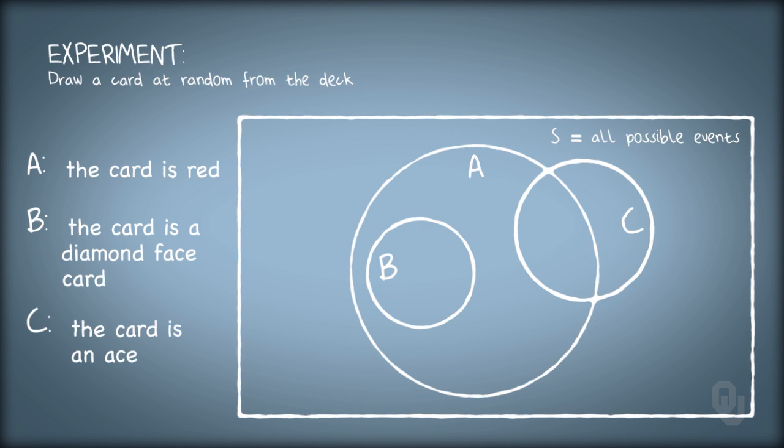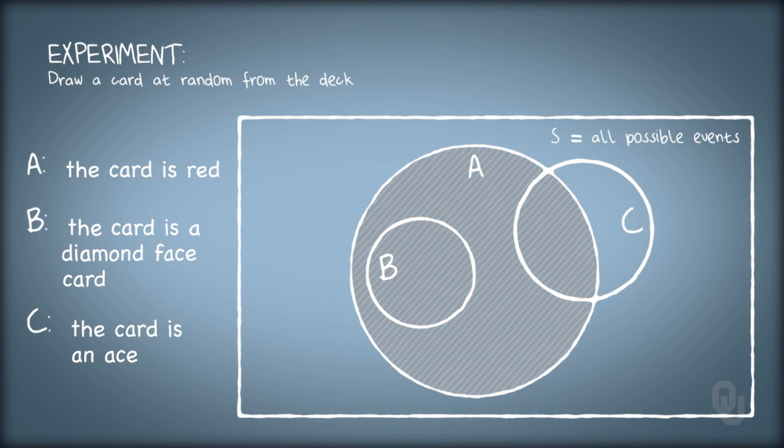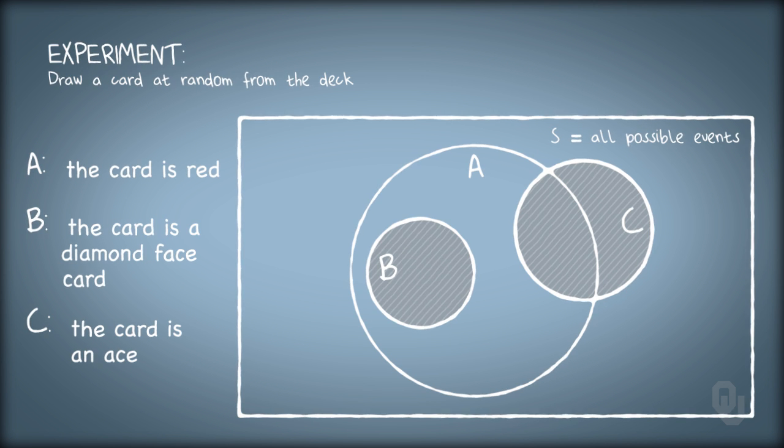Note the overlap in events. All diamond face cards are also red cards, so event B is contained entirely within A. And as half the aces are red cards, the heart and diamond aces, half of event C coincides with event A. Note that events B and C are mutually exclusive. There's no overlap with events B and C, as a draw of one card can't be a diamond face card and an ace at the same time.